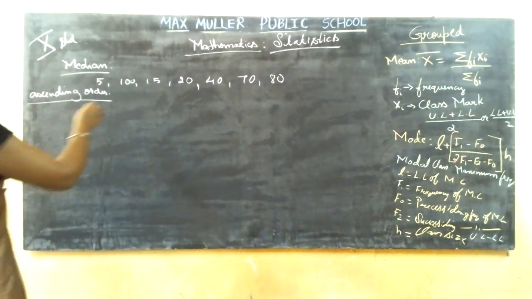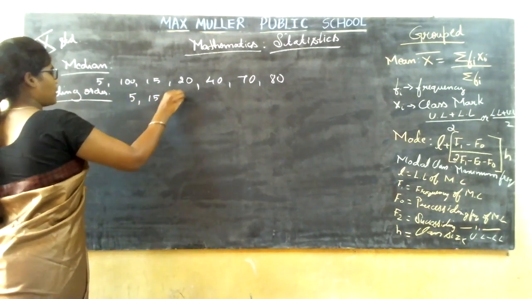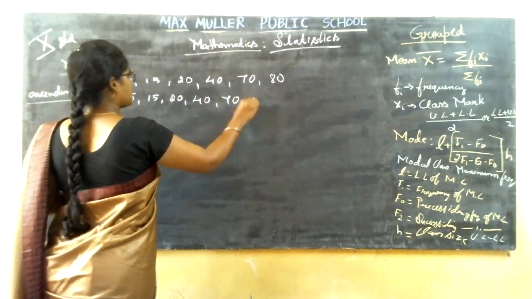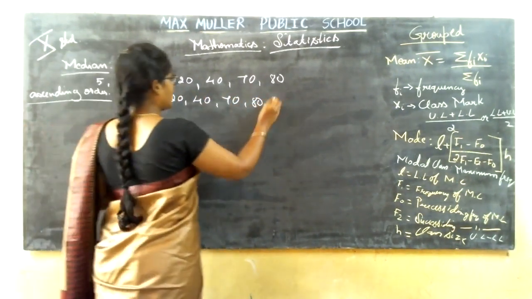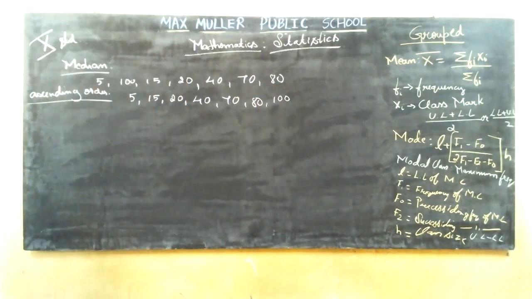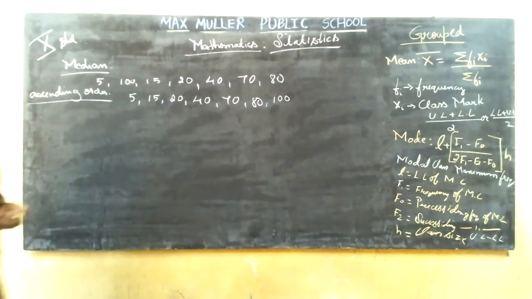Now, which is the smallest? 5. After that, 15, then 20, then 40. These are the scores. Now, how are you going to find out the mean? That is the thing now. How are you going to find out the median? How are you going to find out the median for an ungrouped data?